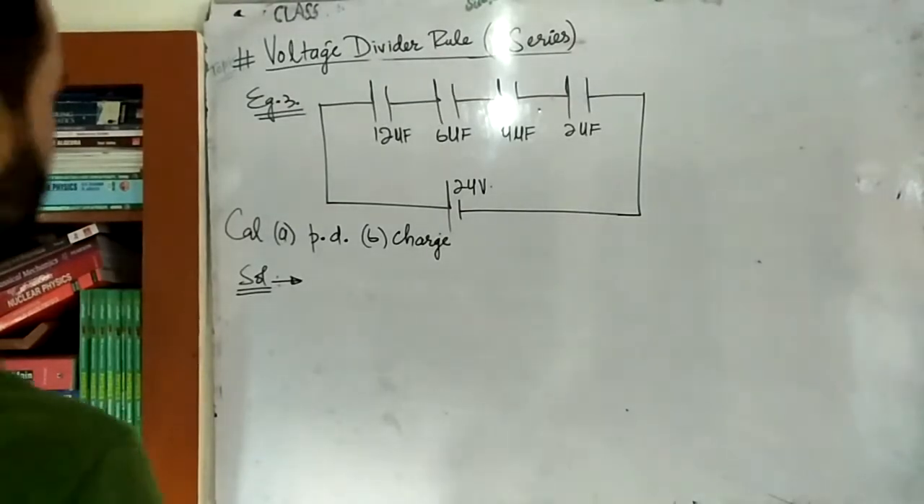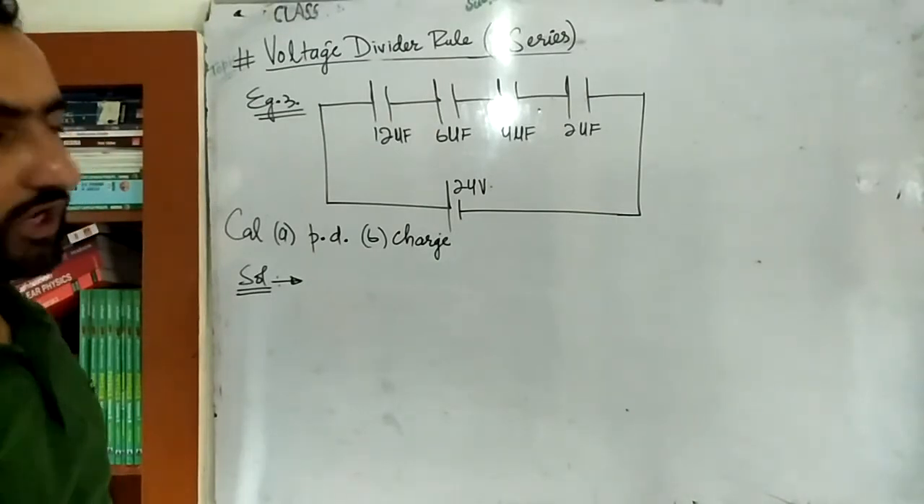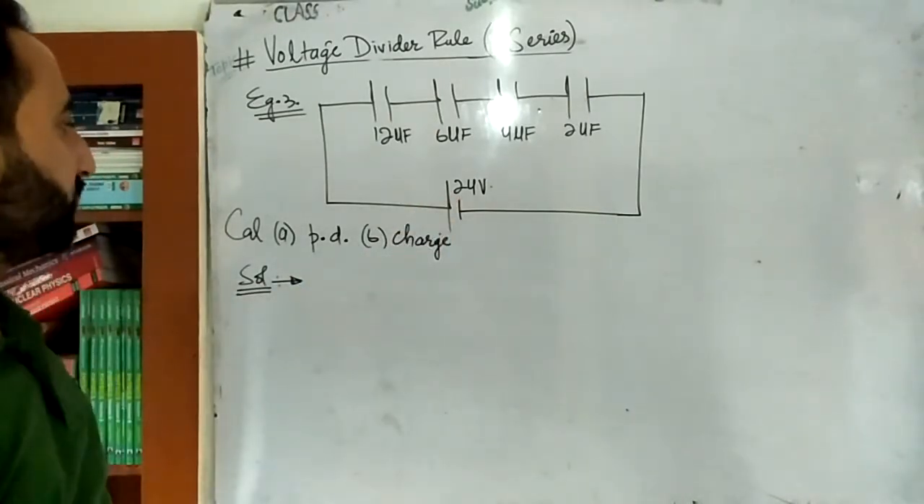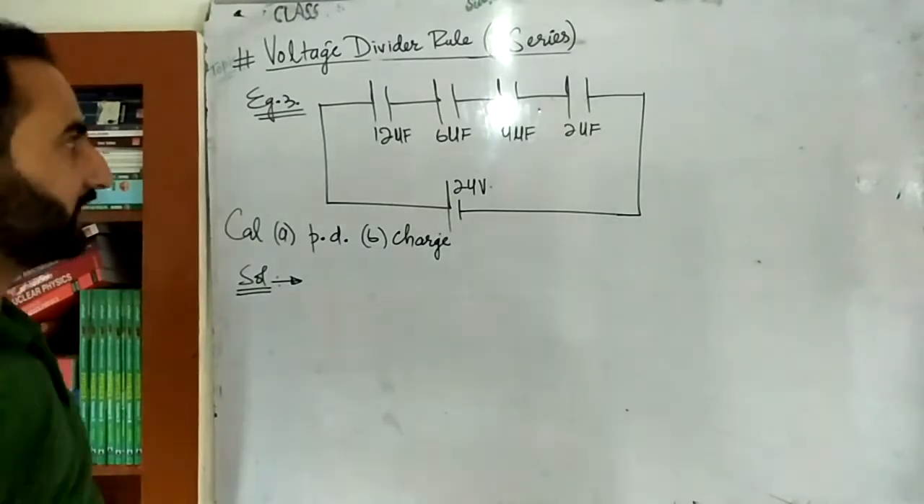Okay, let's do another example. Example number 3. So 4 different capacitors this time: 12, 6, 4, 2. 24 volt is the battery. Now the question is: calculate the potential difference across each capacitor, and calculate the charge in each capacitor or the charge supplied by the battery.